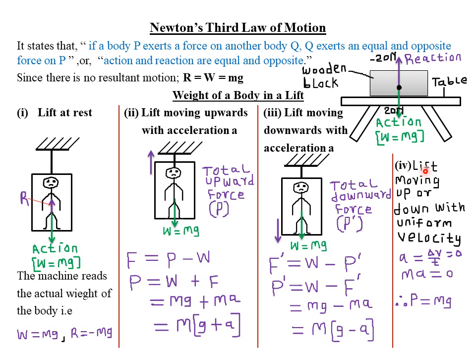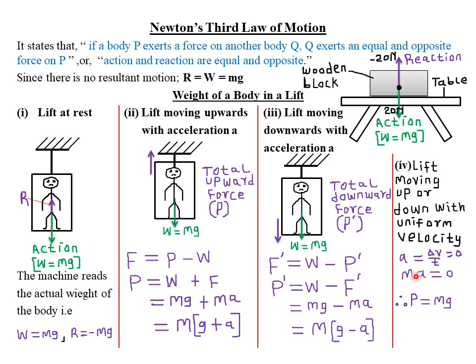Then the last scenario is a lift moving up or down with a uniform velocity. Remember, the other term for uniform velocity is constant velocity. If the velocity is uniform, it means the initial velocity and the final velocity are equal, and therefore the change in velocity, or the difference between the initial and the final velocity, will be 0. If you take 0 divided by t, the answer will always be 0. Therefore, if the lift is moving up or down with uniform velocity, the change in velocity is 0, and hence the acceleration, which is change in velocity over time, will be equal to 0.